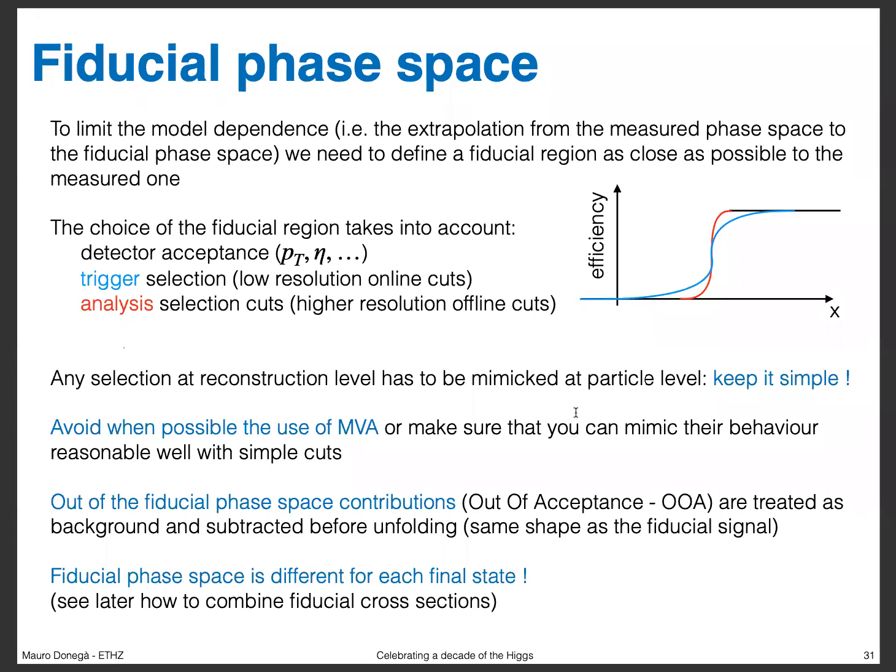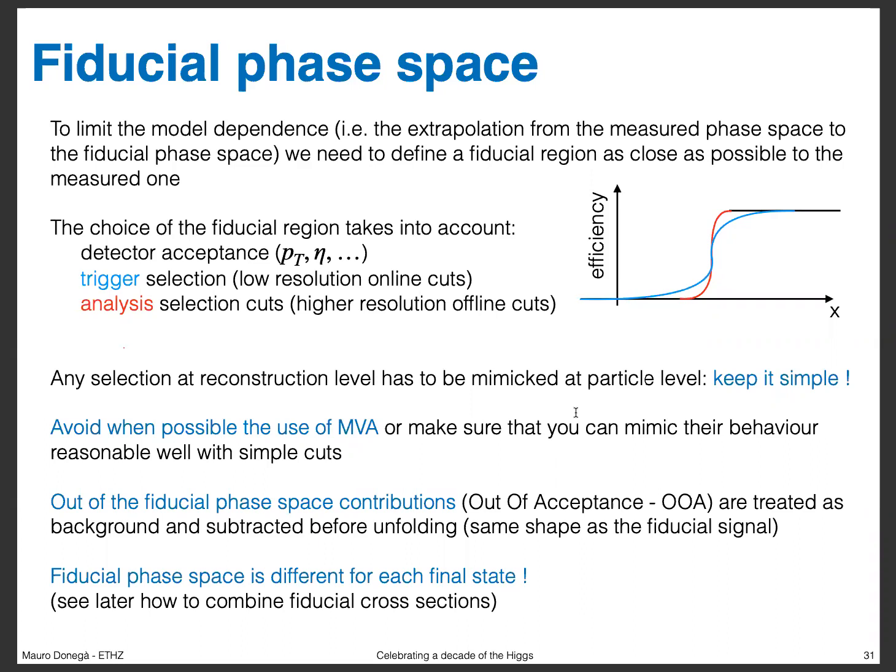You have selections at trigger level that have a kind of low resolution online cuts. And then you have the analysis selection cuts, which are typically higher resolution and put a bit tighter than the trigger level to avoid any possible turn-on. Any selection at reconstruction level has to be mimicked at particle level.